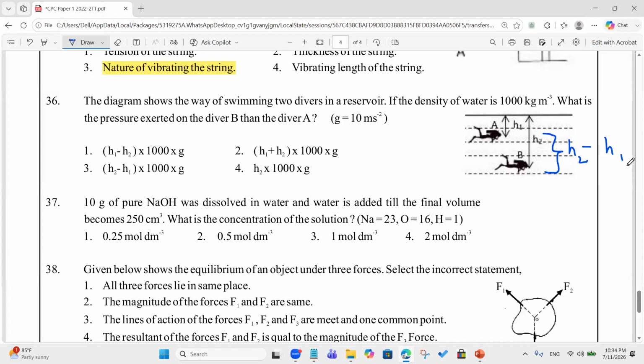So if you know the height, you use h rho g. H2 minus H1 is the height, rho is 1000, g is 10. So the answer is the third one, right?